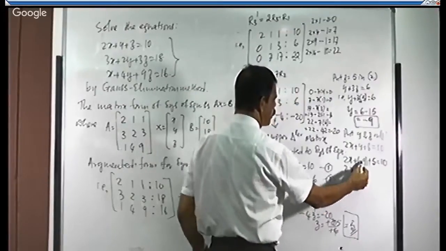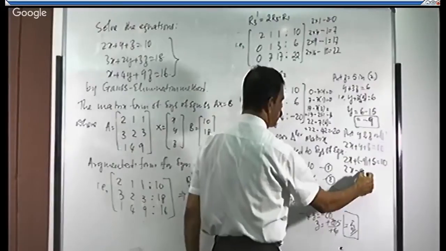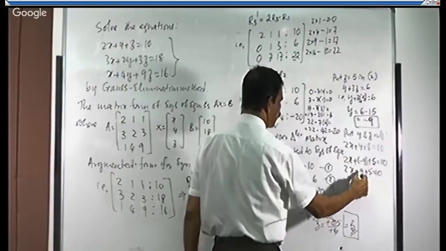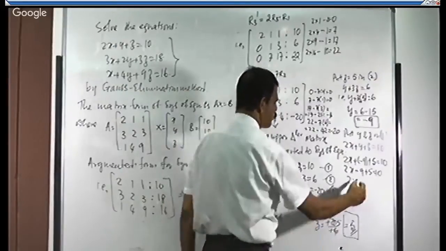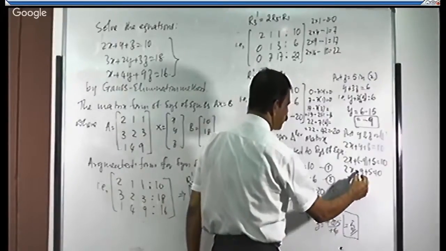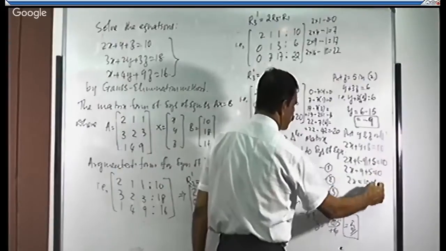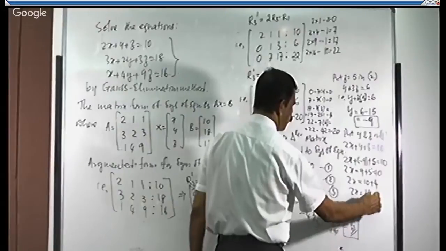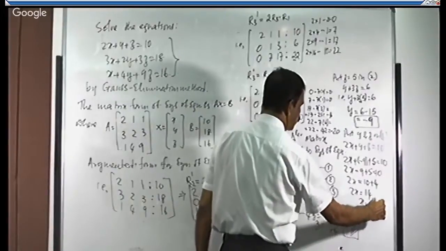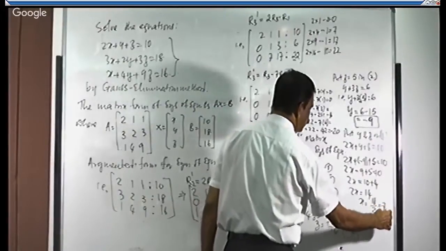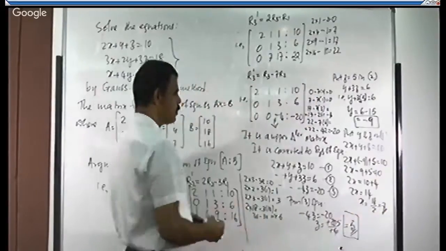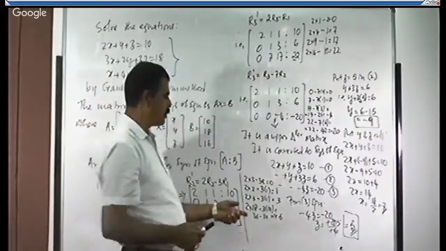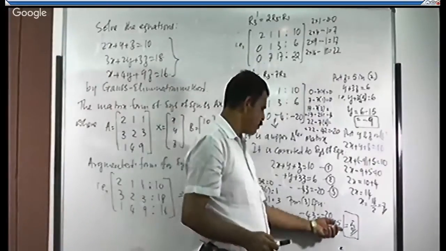2x minus 9 plus 5 is equal to 10, or 2x minus 9 plus 5, it is minus 4. When that minus 4 is taken to the other side, it becomes plus 4. So 2x is equal to 14, therefore x is equal to 14 by 2 is 7. So we got x value as 7, y value as minus 9, z value as 5.